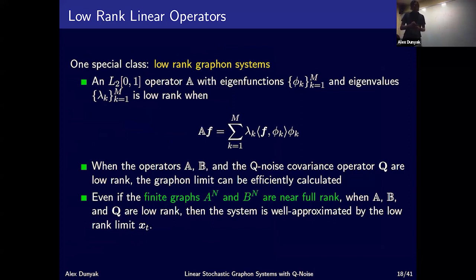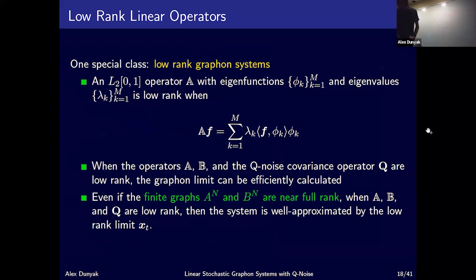So I've been throwing around the word approximation a lot, but it would be nice if we had some instances where we can explicitly solve the full value of the system. And we're going to look at one special case, one special class of graphon systems where you can do that, which are these low rank graphon systems.